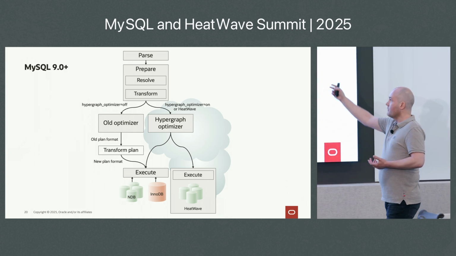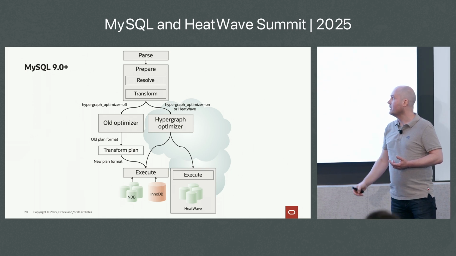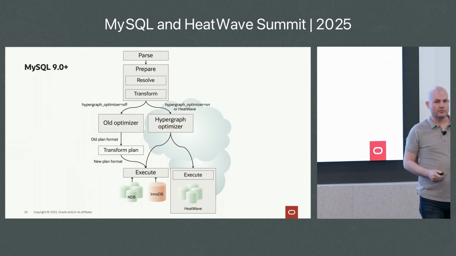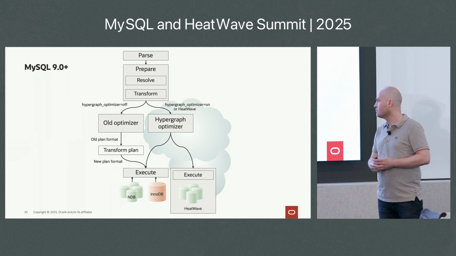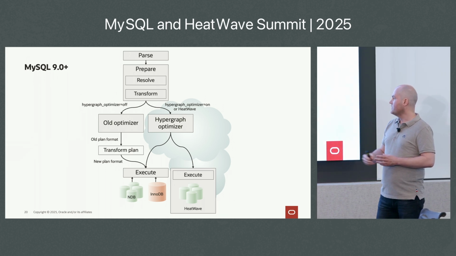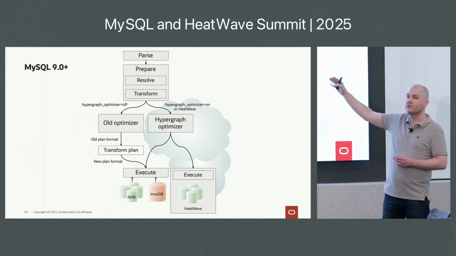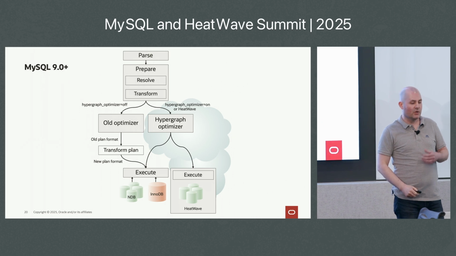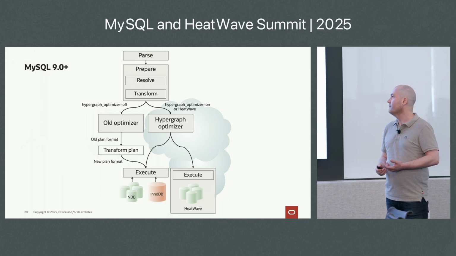So if you're running a normal query in InnoDB, you will pass through that left-hand line with the old optimizer. Same if you're using MySQL Cluster running with NDB. But if you're using HeatWave, then you have for quite a while been using the Hypergraph Optimizer. We haven't talked much about it, but it's been there in the cloud. It's used in the cloud.